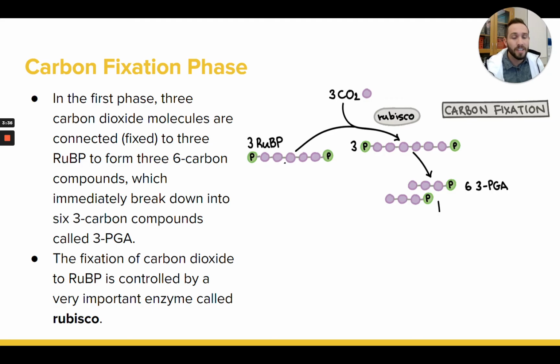But that's called the carbon fixation phase, putting together these RuBPs with CO2, forming these 3-PGA molecules right here. This is accomplished by an enzyme called rubisco. Rubisco is the name of the enzyme that catalyzes the reaction that joins CO2 with RuBP. This is a really important process in biology, where plants get the carbon from the air. There's carbon atoms in the air in the form of CO2, and now this carbon is going to become part of the plant and the plant's organic molecules inside of the plant.